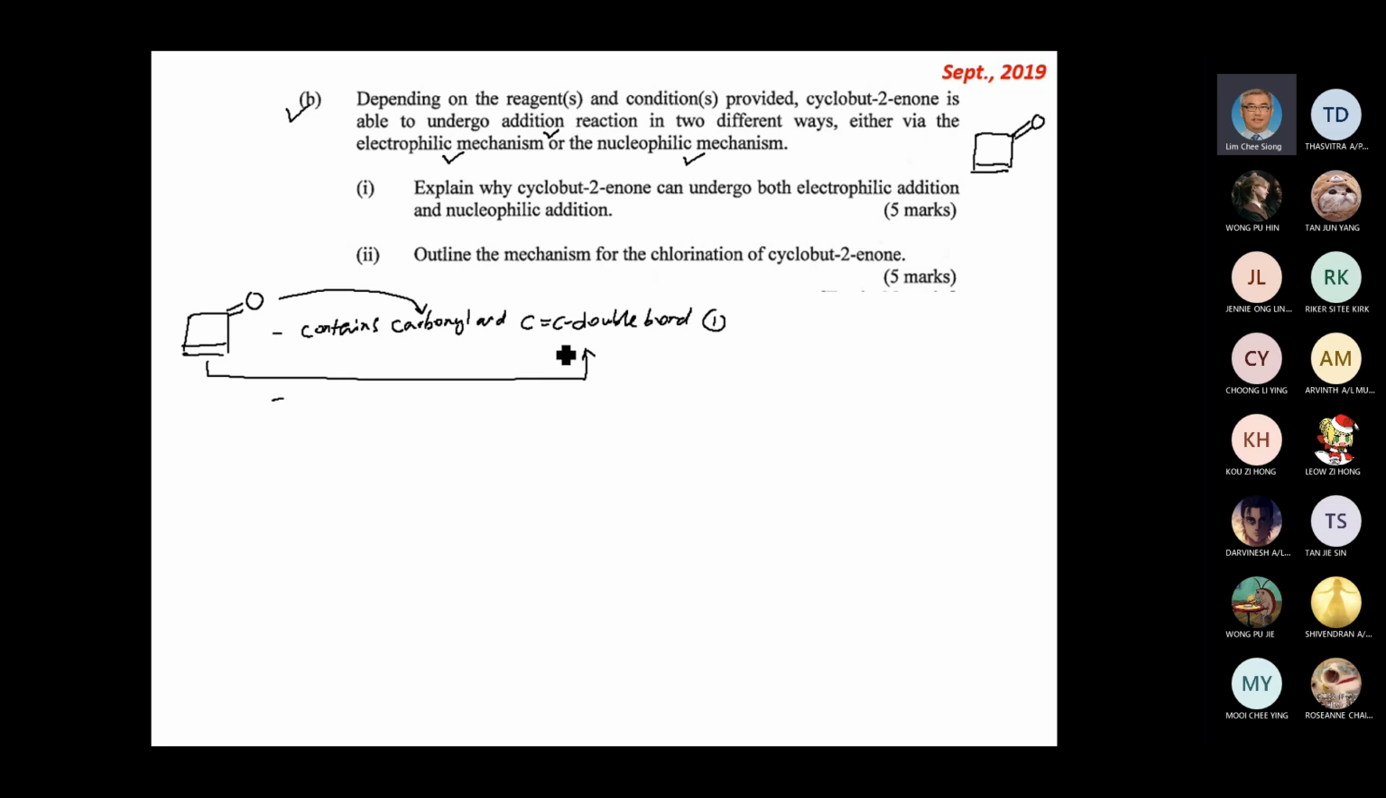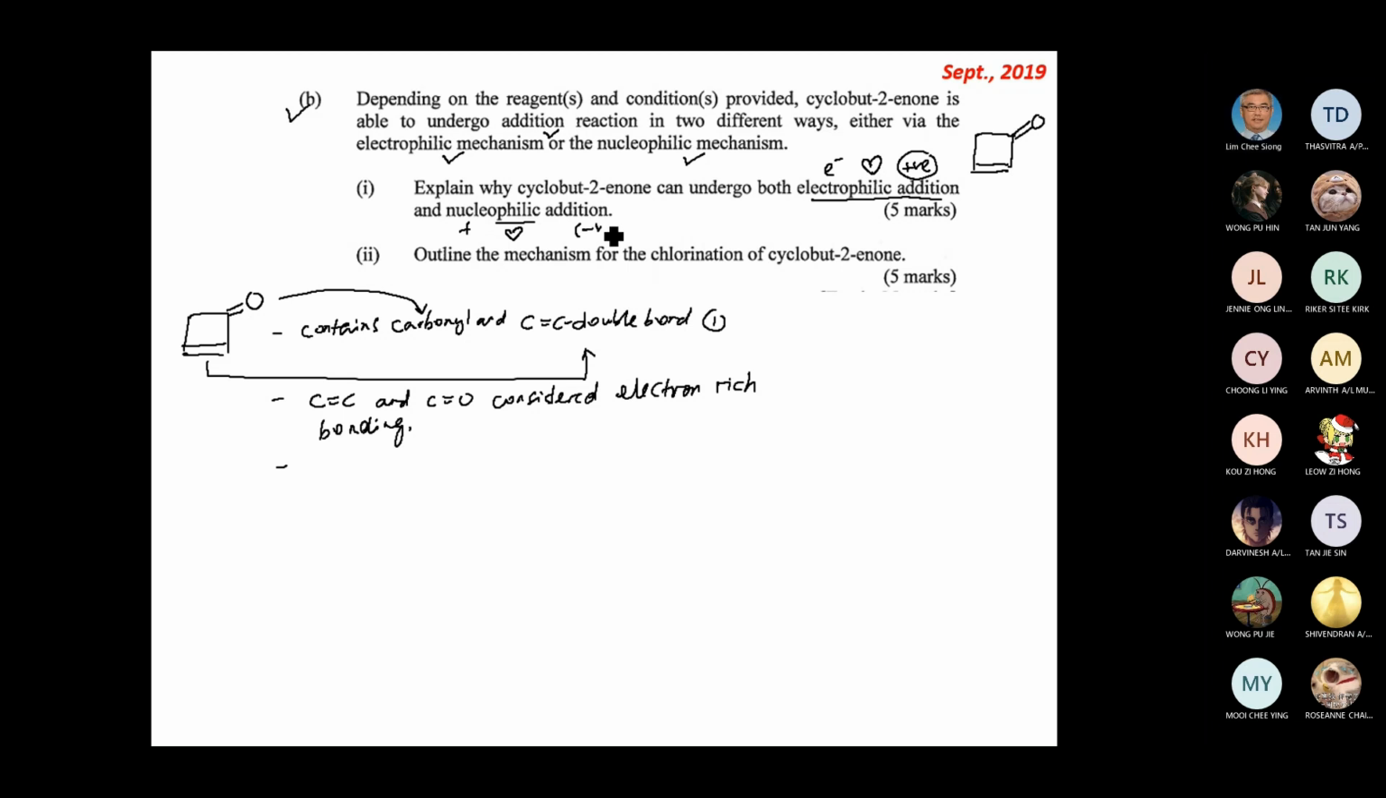Okay, and what's special for the CC and also the carbonyl group? They have what? CC and CO are considered what? Considered electron rich bonding. Since it becomes electron rich bonding, then you have to understand which one should be undergoing electrophilic addition. Electrophile, foul electron, that means this one should be carrying positive charge. Foul for the nucleus with a proton. So this one should be negatively charged.